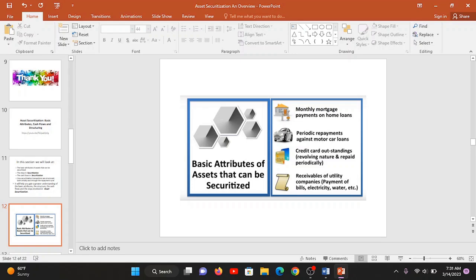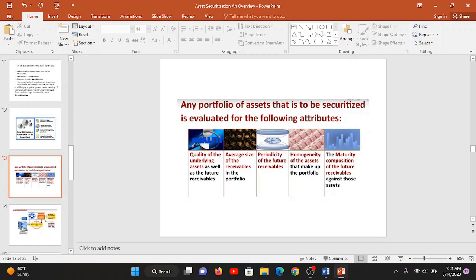So you see, in case of these attributes, these are the five dimensions which are very important. Any portfolio of asset, let's say a bundle of loans, will have these elements for sure. First is the quality of underlying asset. Let's say if it is a bundle of 100 or 500 education loans together, what type of asset class do they belong to? Is it standard? Is it substandard? Is it doubtful? Is it loss? According to the quality of asset, you have your element of security.